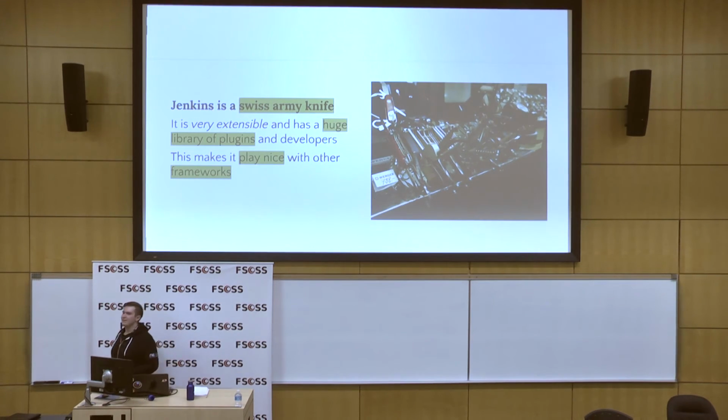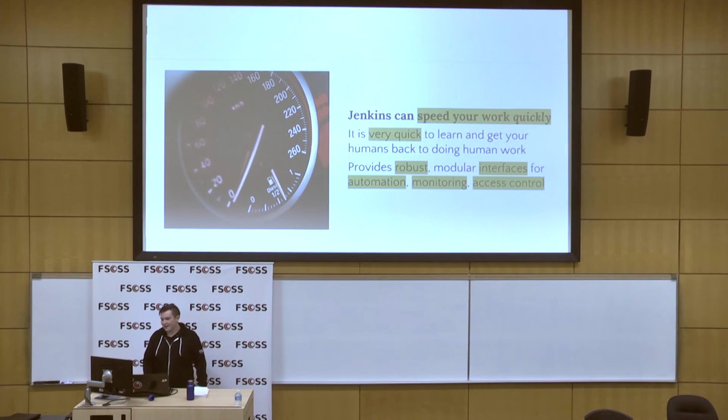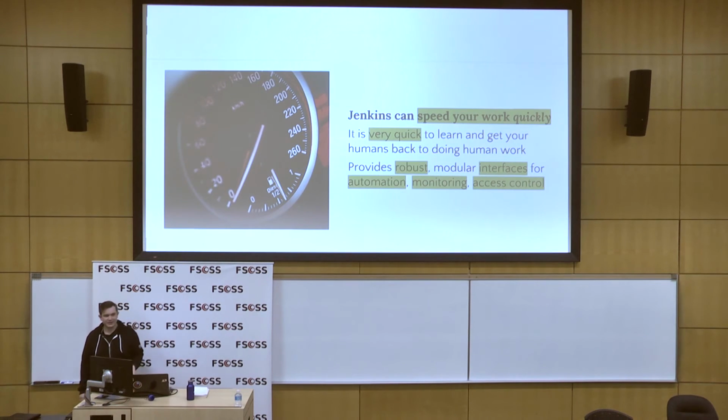Second, Jenkins is a Swiss Army knife. It is incredibly extensible. It has a huge library of plugins, an amazing community of developers and users, and it plays nice with other frameworks due to this. It's designed to be the glue that fits in between all your servers, all your systems, and gets your whole software cycle on track. And finally, Jenkins can speed your work quickly. It is very quick to learn Jenkins and to get your human beings back to doing human work. And it provides robust modular interfaces for automating, monitoring, and controlling access to this work. So it's very quick to pick up and very quick to get working for you.